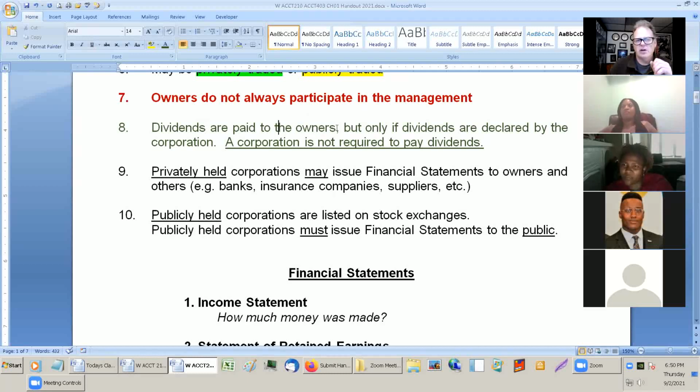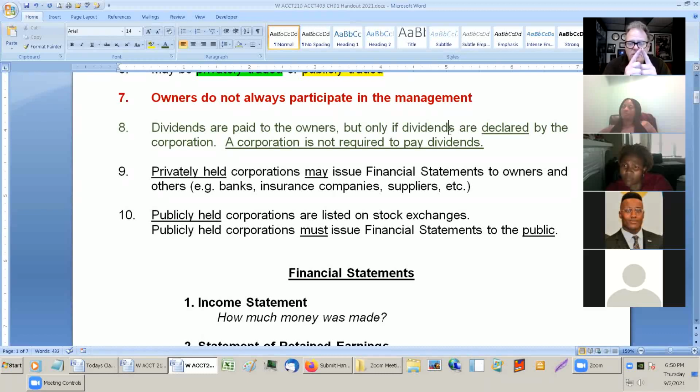Yeah, dividends are paid to owners, but only if the dividends are declared. So I should explain what declaring means. Declaring is when the company says, we're going to pay dividends in September or whatever. And say, okay, we're going to pay dividends of $1 a share or whatever it is. So a company can declare to pay dividends and then they must pay them. But a company could also say, look, we had a bad year.